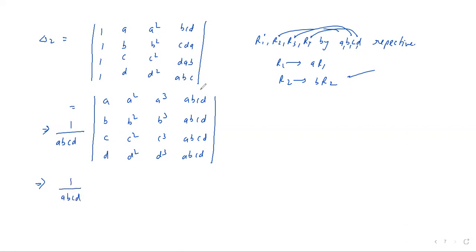Now you can see that this column has all elements as A, B, C, D. So I can take that out, so that will be equal to A, B, C, D. All the elements would be same: A square, B square, C square, D square; A cube, B cube, C cube, D cube; and this is 1, 1, 1, 1.